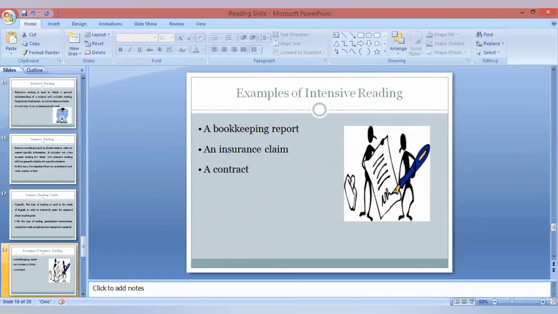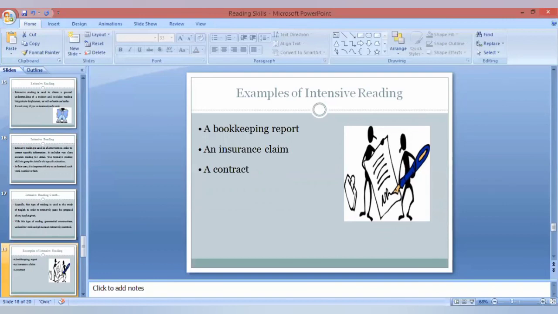Now, what are different examples of intensive reading? The first example is that of a bookkeeping report. Different bookkeeping reports are written by clerical staff and administration staff, and in them detail is given about each and every book. And the second example is an insurance claim.